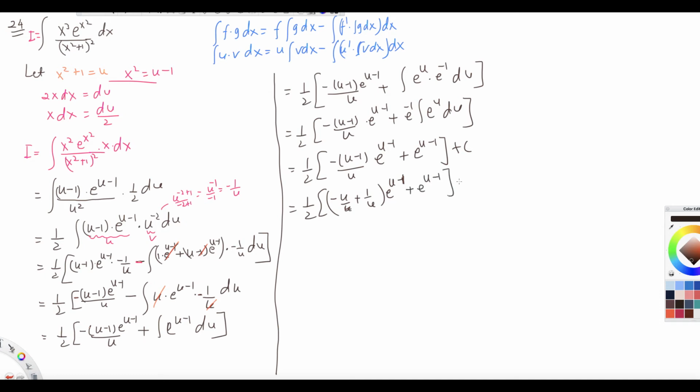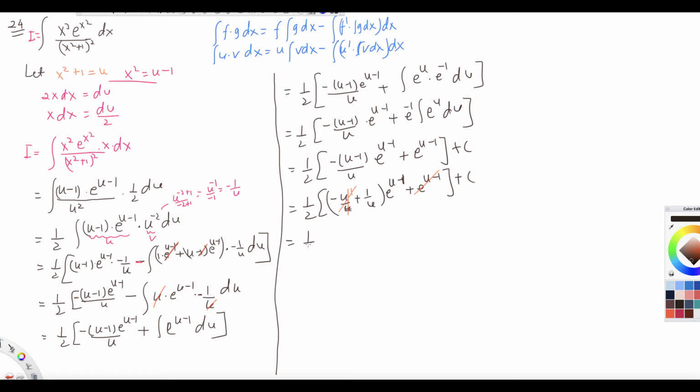What do you think? Can we cancel something there? I think so, because this is 1. This becomes 1, right? So 1 times e to the u minus 1, that is negative 1 times e to the u minus 1. And there is a positive e to the u minus 1. That will cancel out too. So that whole thing, when you distribute, that whole thing will cancel out. So what is left there then?